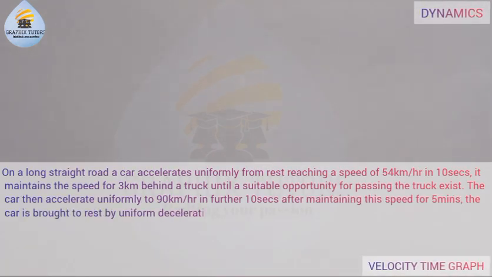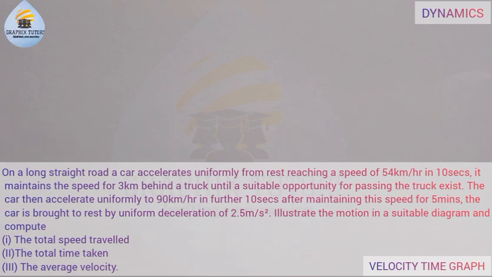on a long straight road, a car accelerates uniformly from rest, reaching a speed of 54 km/h in 10 seconds. It maintained this speed for 3 km behind a truck until a suitable opportunity for passing the truck exists. The car then accelerates uniformly to 90 km/h in a further 10 seconds.